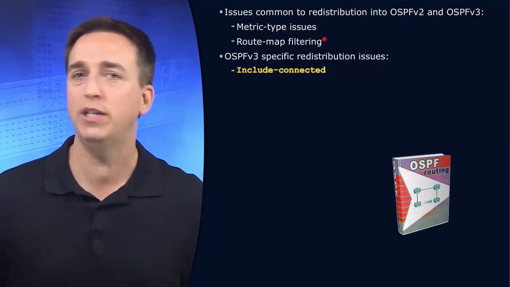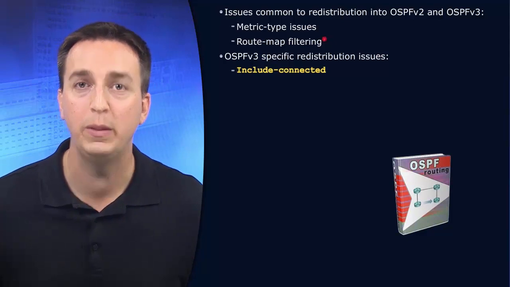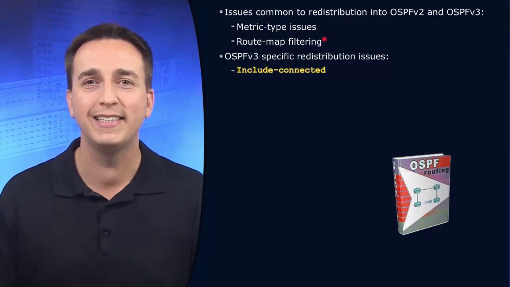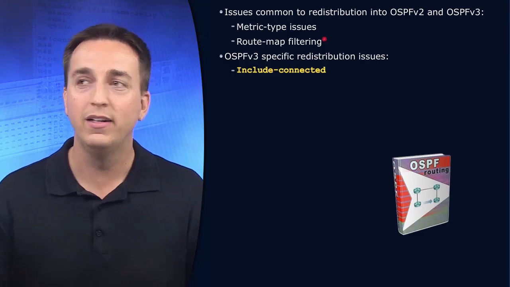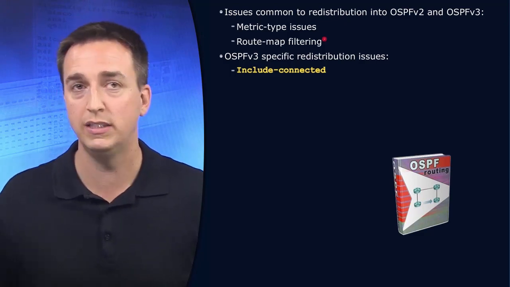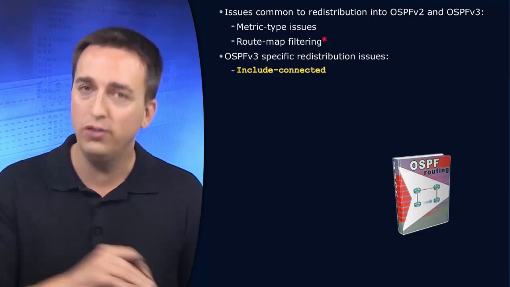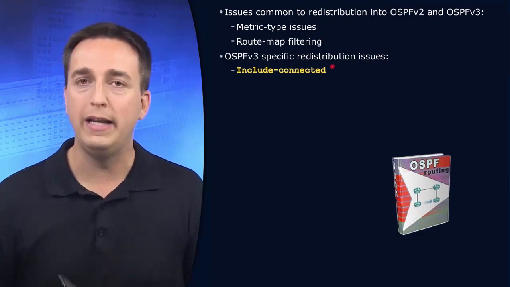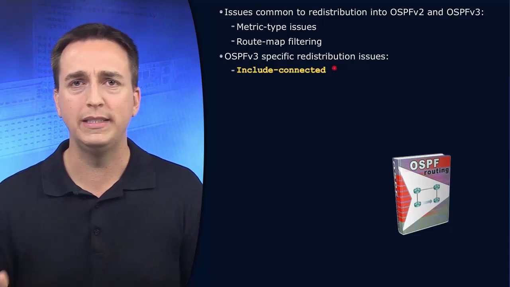There is no subnets keyword because IPv6 does not understand classful versus classless. It doesn't exist. Everything's classless with IPv6. However, something new that you need to be aware of is this right here. Include connected. What does that mean?